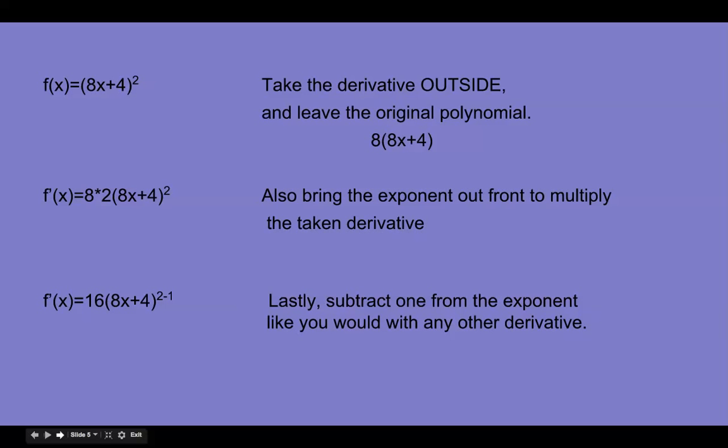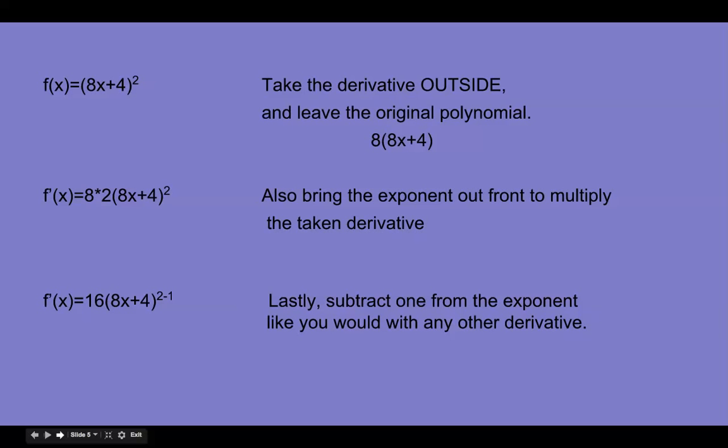Then we bring the derivative outside, leaving the original polynomial there. So we have 8 times 8x plus 4. And we're also going to bring the exponent out front to multiply the taken derivative. So it's going to become 8 times 2 with the rest of what we already have, which is 16 (8x plus 4) squared. But you're not done there.